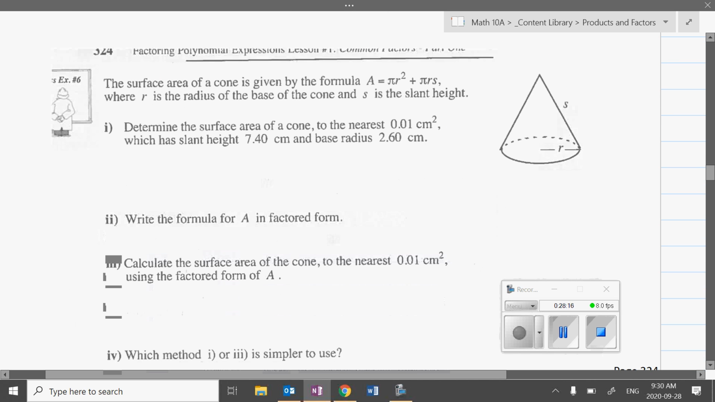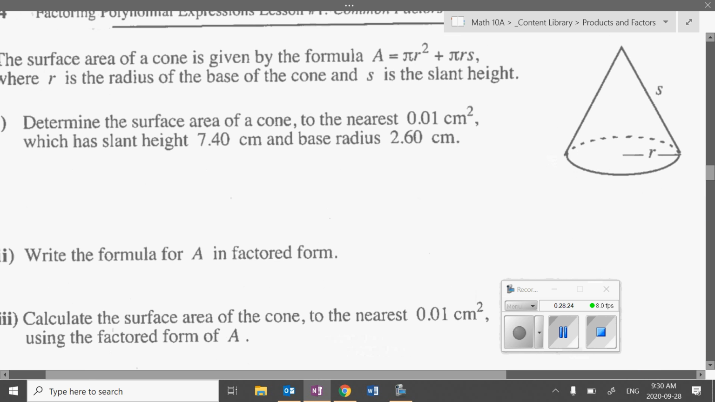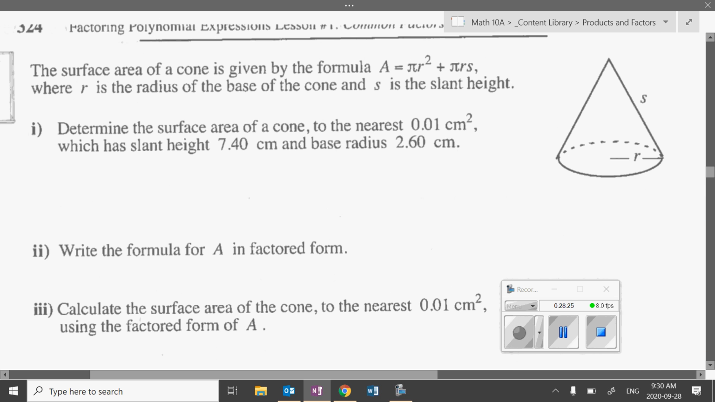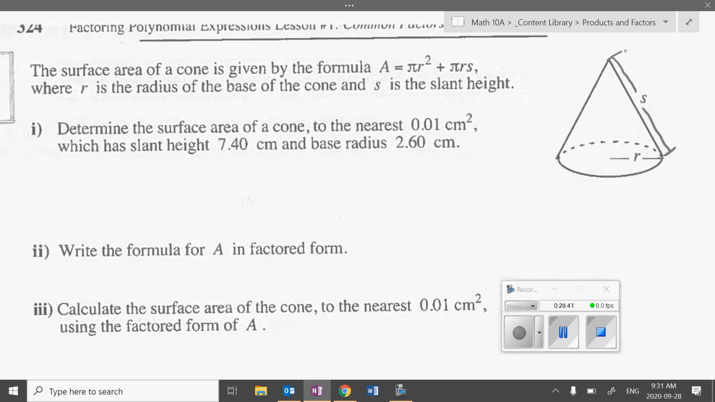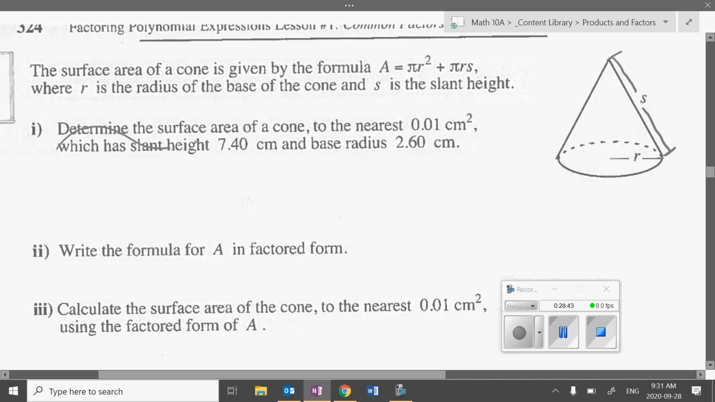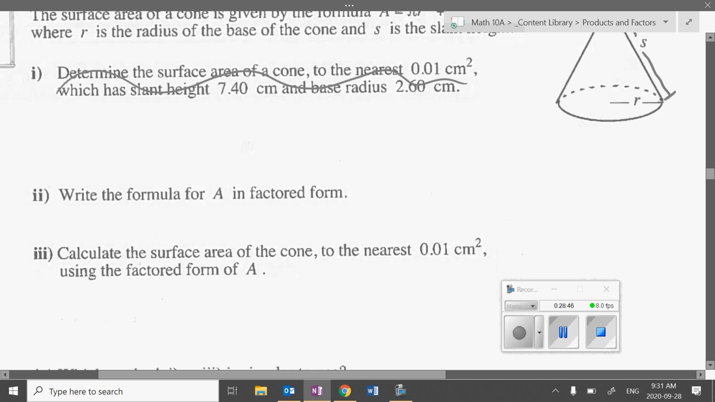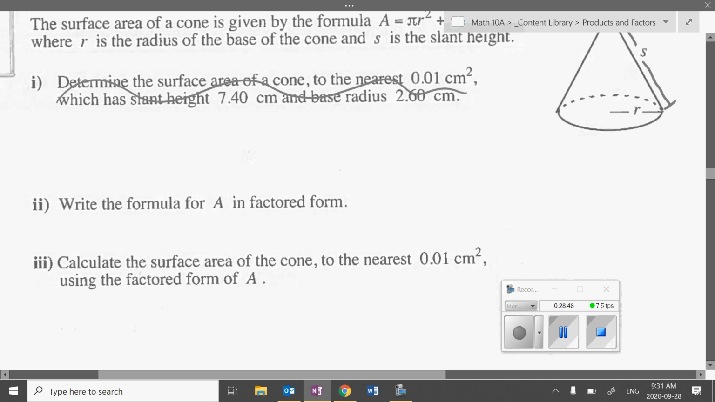So this last one is a really good question because it's kind of like an application of your greatest common factor. So the surface area of a cone is given by this formula: pi r squared plus pi rs. r is our radius, s is your slant height, or your slant length, is that measurement there. So determine the surface area of the cone. I'm not going to make you do that. I don't think we need to actually plug it in. That's fine. Part 2 says write the formula for our area in factored form.